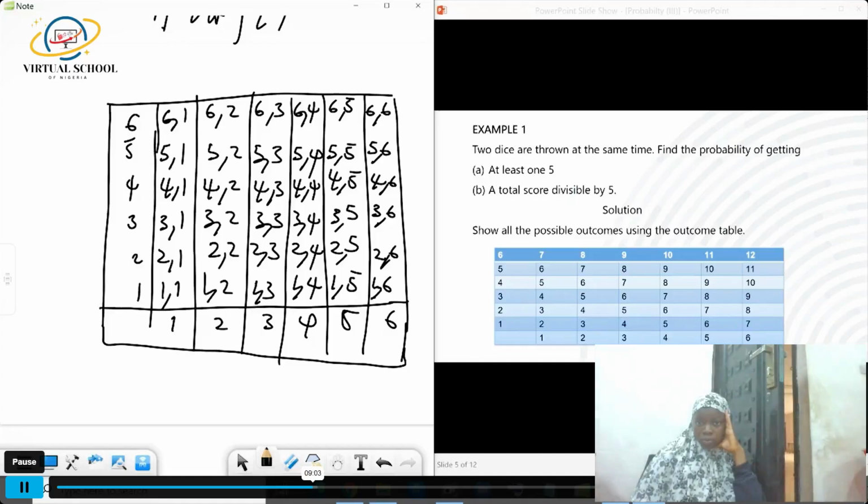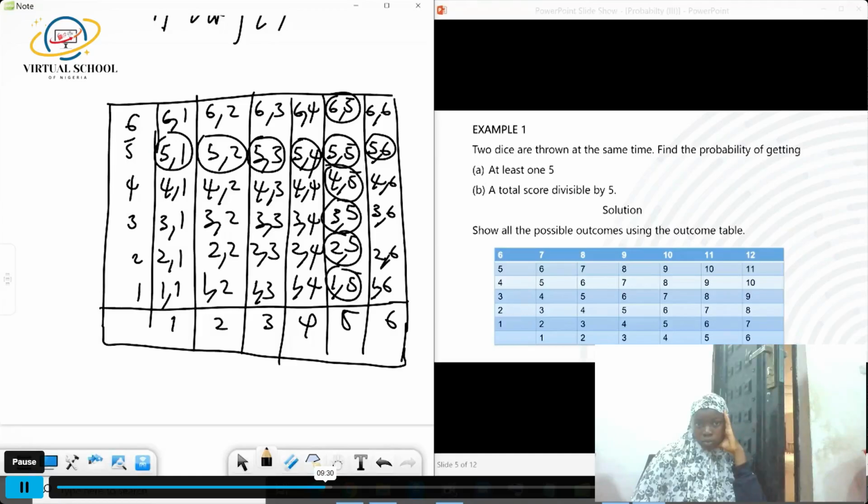Now the first question says at least one 5, meaning that 5 must appear in one of these possible outcomes. Now we check the ones that have the 5. I think we are having a 5 here. We are still having a 5 here. At least one 5. Another 5. There is another 5 here. Another 5 here. 5, 5, 5.